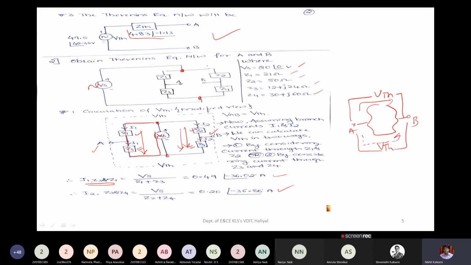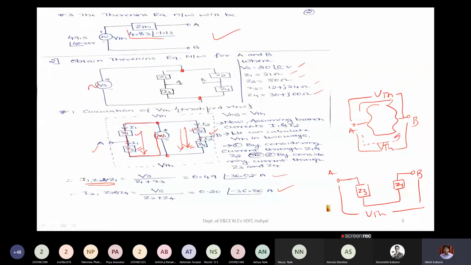So here we have Z3 and Z4. If you just draw the rough diagram over there, it looks something like this. We have A, and here we have Z3, and here we have Z4, and here is the terminal B. So here across this I am finding VTH.